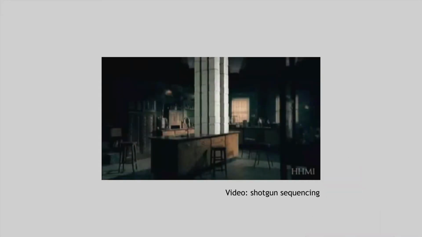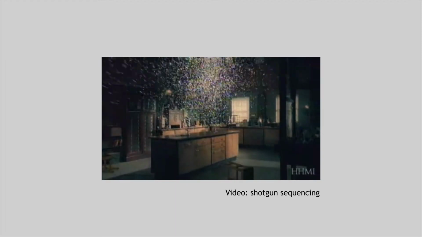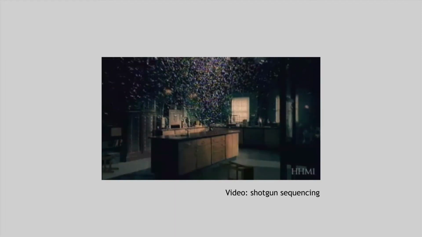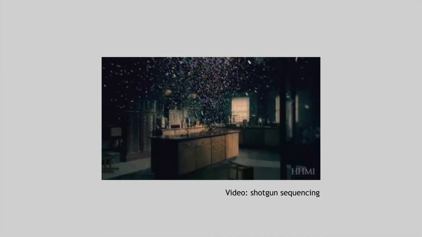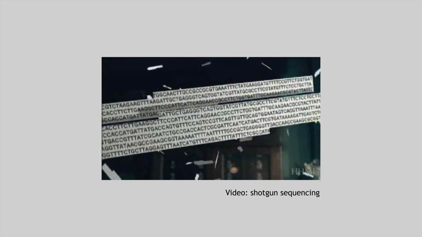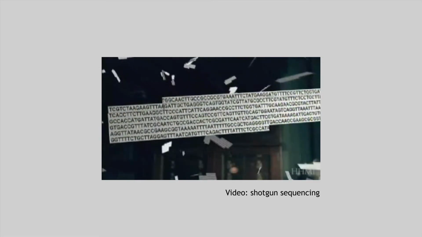Shotgun sequencing is the method that was used by the private Genome Project. Shotgun sequencing requires multiple copies of the genome, which are effectively blown up into millions of small fragments. Each fragment is then sequenced. The small fragments are assembled using an immense amount of computer power to match overlapping sections.